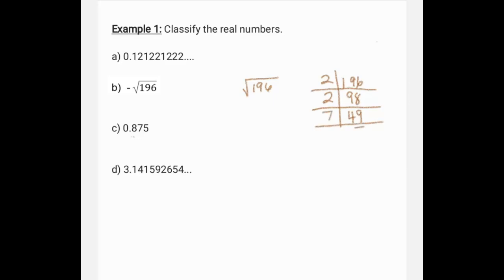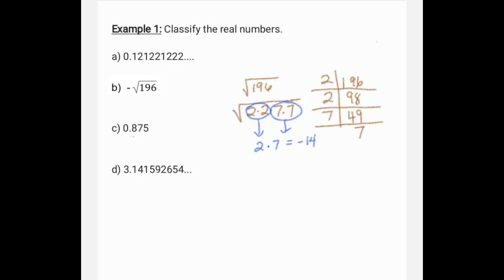7 goes into 49 7 times. So inside we would have 2 times 2 times 7 times 7. And we can see there's a group of 2's that will come out, and a group of 7 will come out. These are called perfect squares because they all come out of the radicand. And so 2 times 7 equals 14.